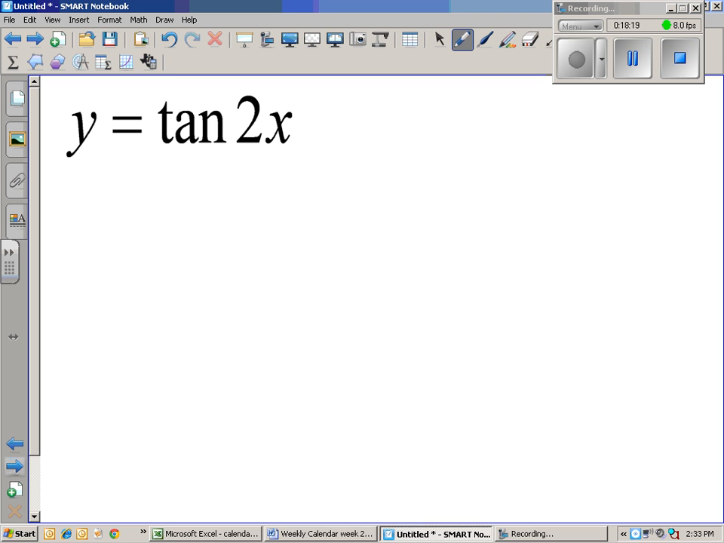Now let's recall. Inside, that's going to do what? It's going to affect what? Say it. Period. Okay, it's going to affect our period. Our period is equal to pi over b. In this case, b is 2. So our total period length is pi over 2. Okay? That's from one asymptote to the next.